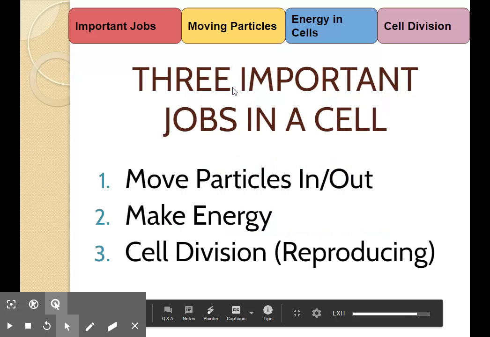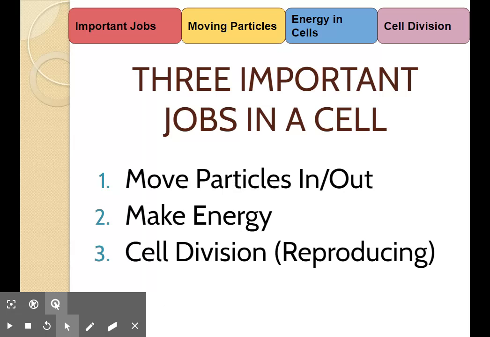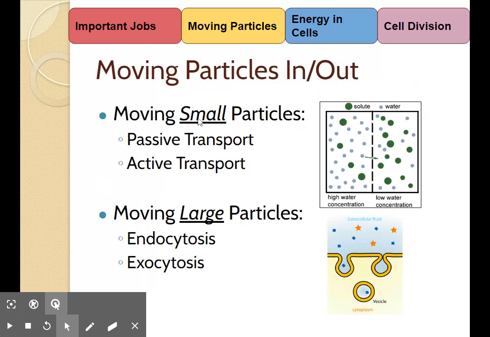So let's talk about the important jobs. There are three important jobs in a cell. It wants to move particles in and out. It wants to make energy, and it wants to divide, cell division, so that the cell can reproduce to make more. When particles need to move in or out, when you move small particles, sometimes it can happen very smoothly, called passive transport, and other times it has to have a little bit of energy, called active transport.